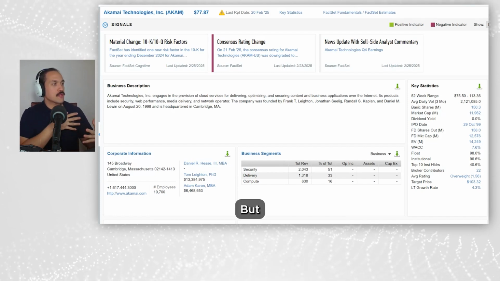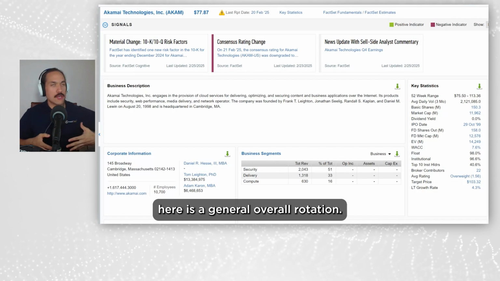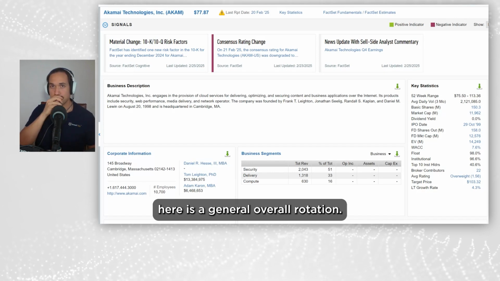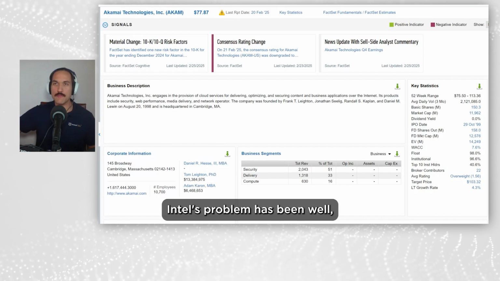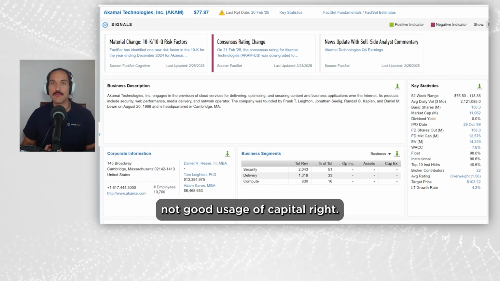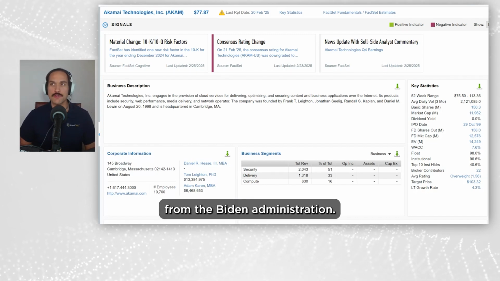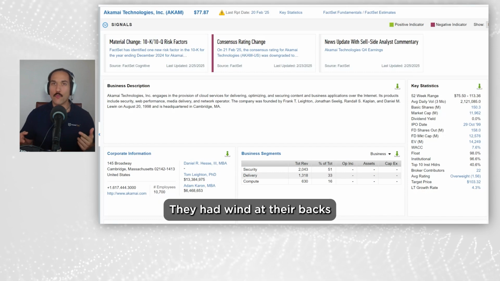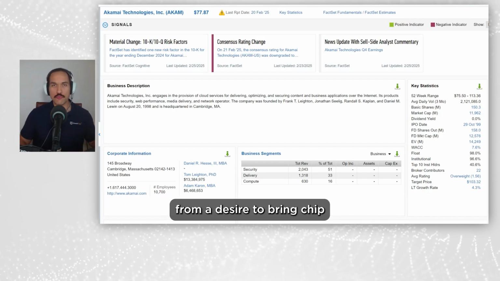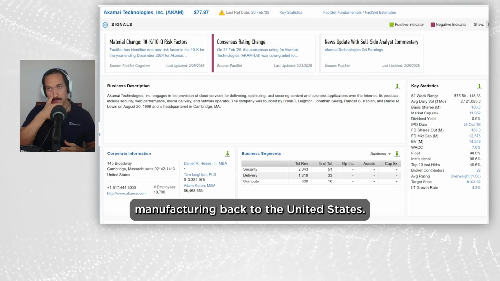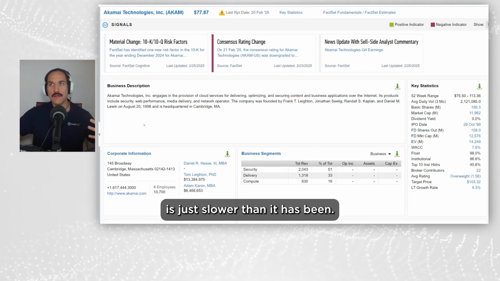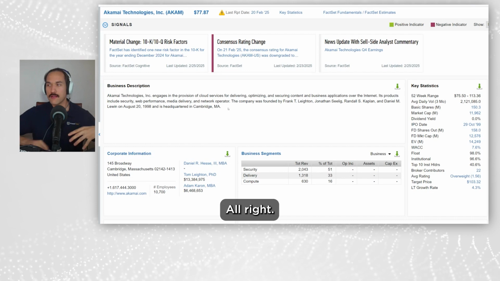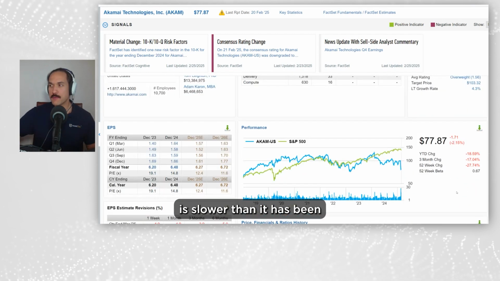But I think what's going on here is a general overall rotation. Now, Intel's something different. Intel's problem has been not good usage of capital, right? They had a big injection from the Biden administration. They had wind at their backs from a desire to bring chip manufacturing back to the United States. And their internal foundry system is just slower than it has been, or getting that up to speed is slower than it has been.